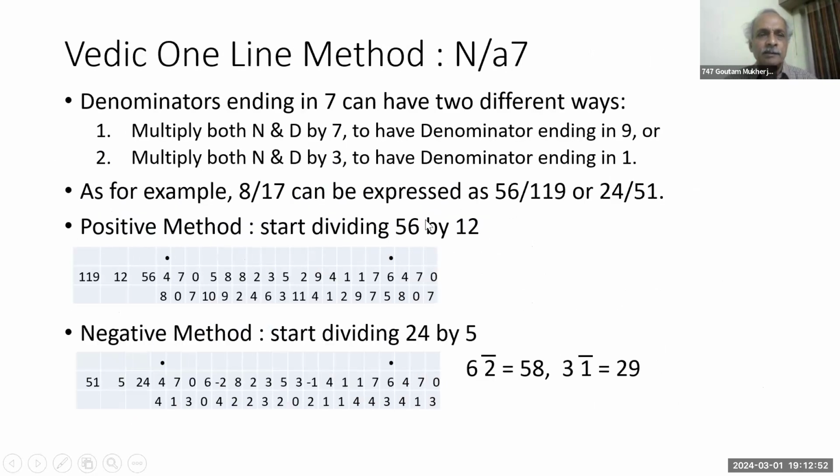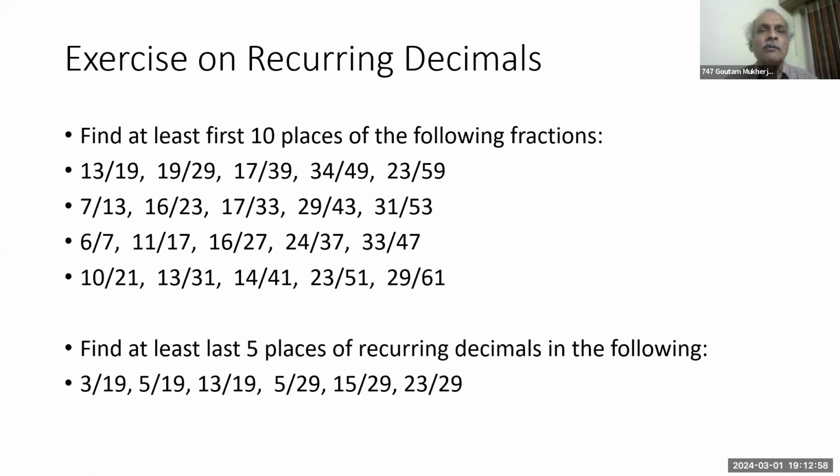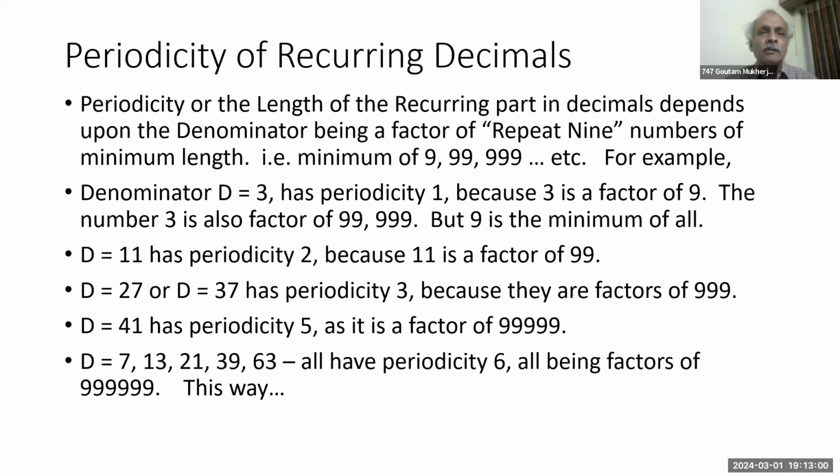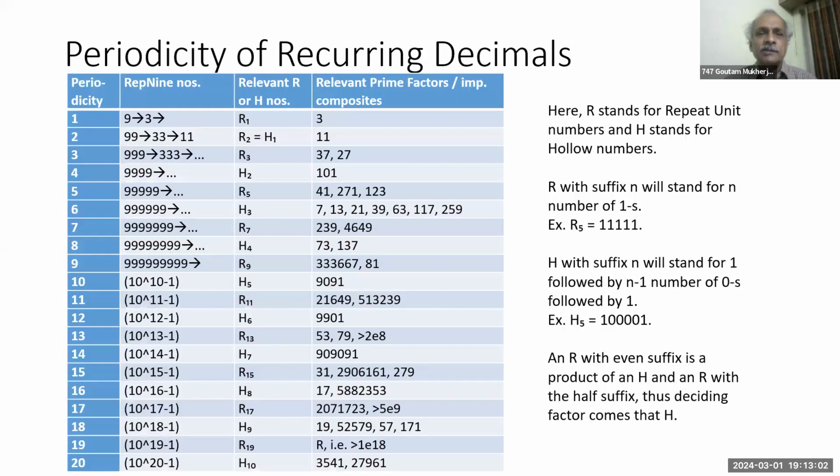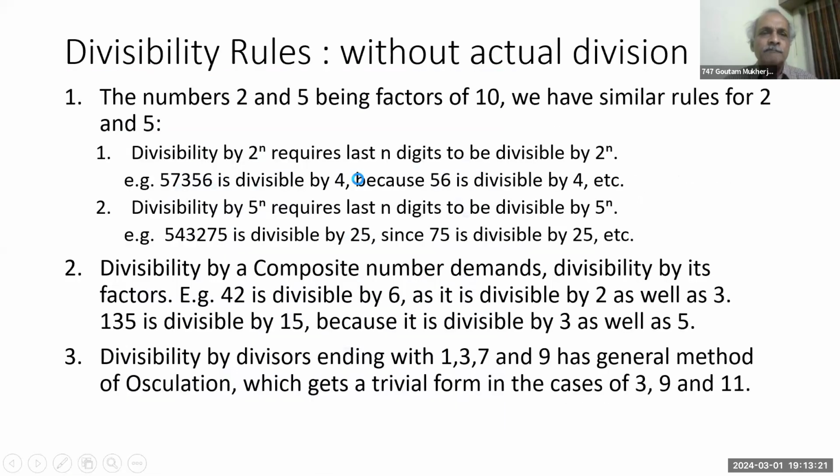One can revise anytime. These are all over. The periodicity was also discussed, called repeat 9. Repeat 9 numbers: 41 is a factor of the 5-digit repeat of 9s, so something by 41 will have 5 digits. This is all explained here.